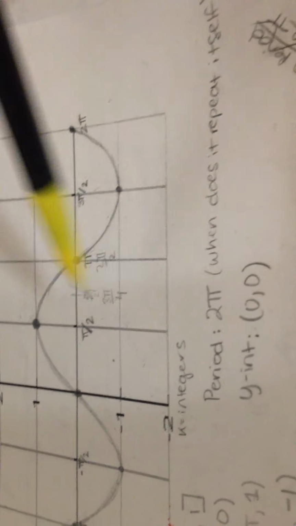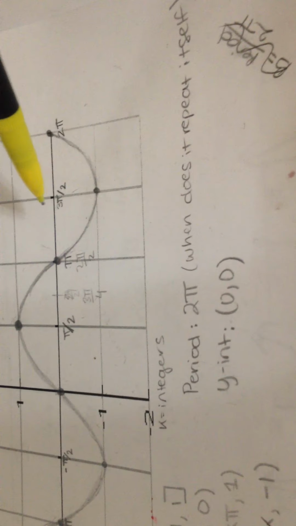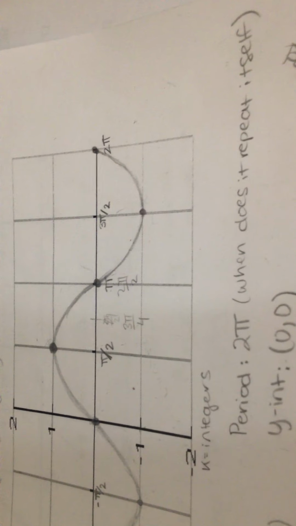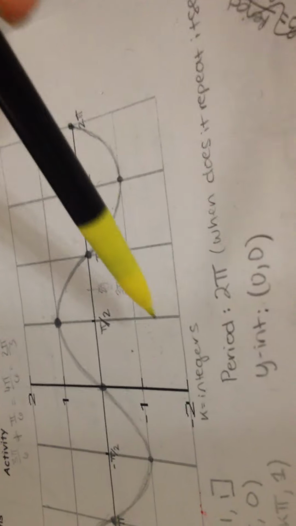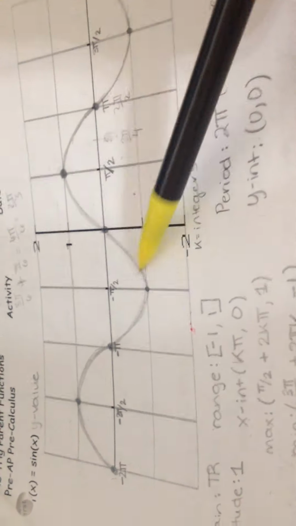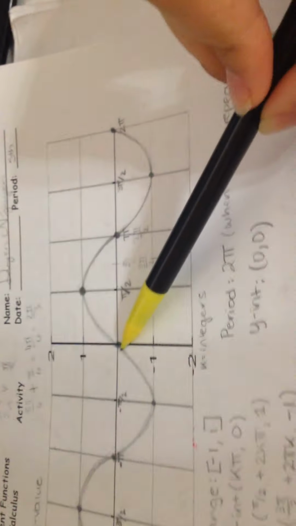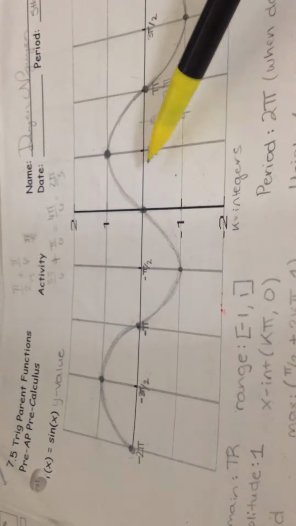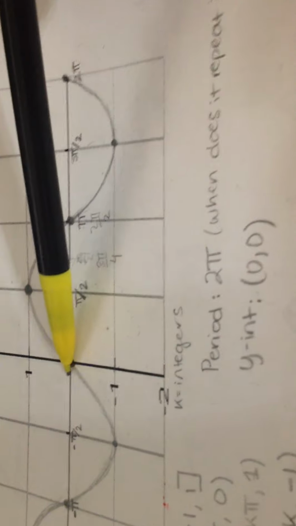And then the period means when does the graph complete, and then repeat itself again. So that's going to happen every 2 pi, because if you look here, let's say you start from this point, it ends here, and then it repeats itself again. So from negative 2 pi to 0, that period is 2 pi. And then it continues again for 2 pi, and then it repeats again for 2 pi. And it goes on and on and on. Okay, and then the y-intercept, 0, 0.